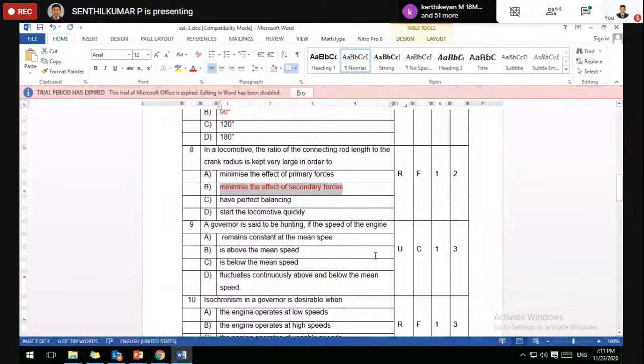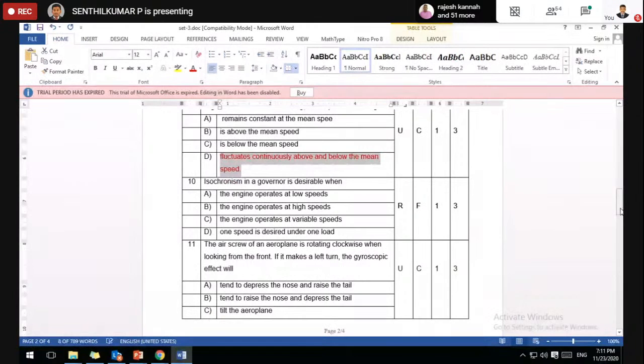Then, a governor is said to be hunting if the speed of the engine... Answer for the ninth question? Yes, sir. Fluctuates continuously. Yes, fluctuates continuously. Since these are easy questions, but in some sets I have given some difficult questions. Then the answer for the 10th question: isochronism in a governor is desirable when one speed is desired under one mass.